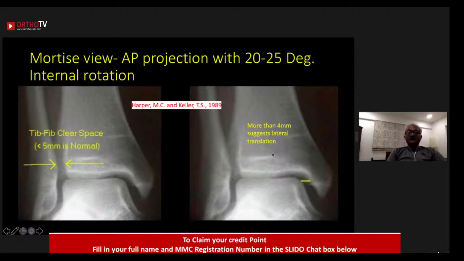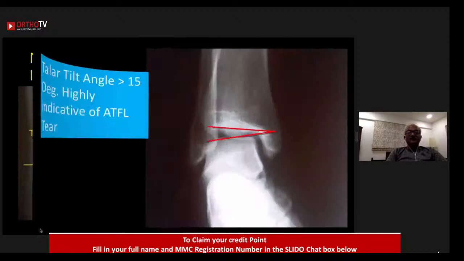But when you see that the medial clear space is more than 4 millimeters, then it suggests lateral translation of the talus. Also, the distance between the tibia and fibula should be less than 5 millimeters. If it is more than 5 millimeters or this overlap is less than 41%, then this suggests a syndesmotic injury or distal tib-fib joint disruption.